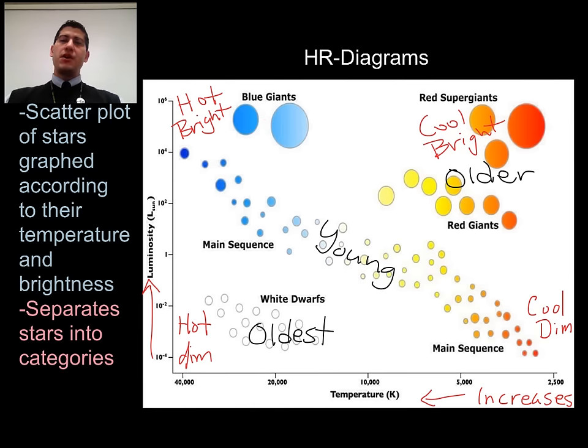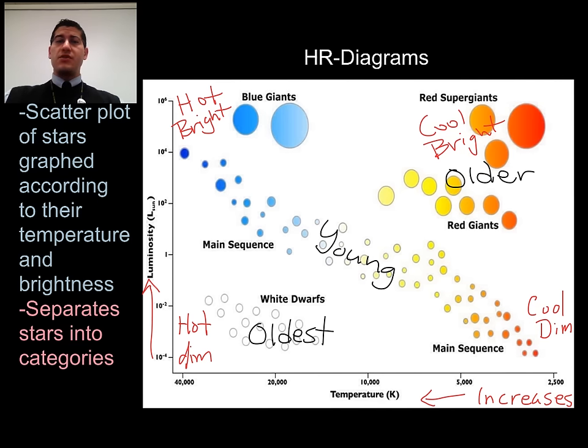The blue giants are hot and bright, and the red giants are cool and bright. The two trends associated with a star's luminosity, or brightness, are these. The larger a star is, the brighter it tends to be. The hotter a star is, the brighter it tends to be, at least for the main sequence, which accounts for 90% of stars. The age of a star can be determined by its position on an HR diagram.